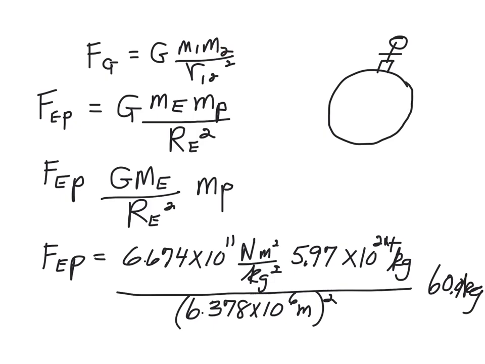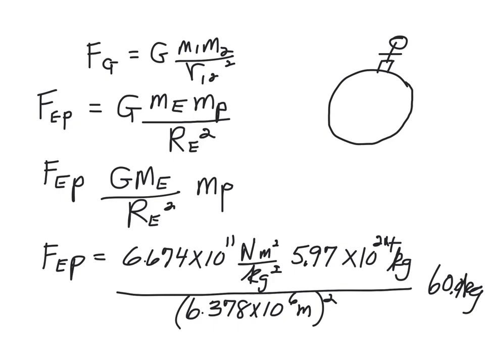Okay, so skipping ahead to the next one, here's the equation. We're calculating the force of the Earth on a person. So G, the mass of the Earth, the mass of the person, and the radius of the Earth, because the distance from the center of the Earth to the center of the person is the radius of the Earth.